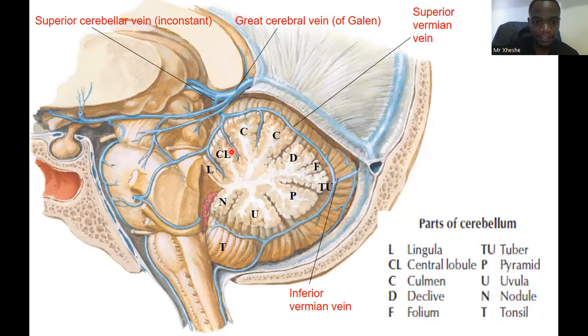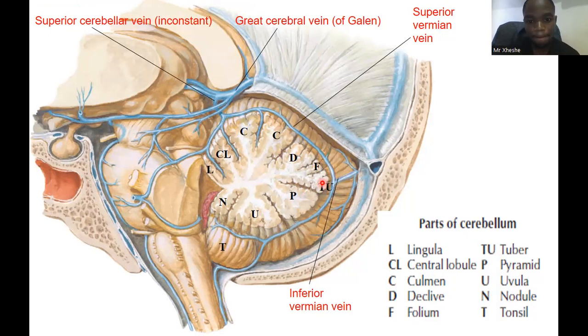Culmen, central lobule, and lingula. Those are the parts of the anterior lobe. Let's look at the posterior lobe. So the posterior lobe has the following. The declive, that's the first part, found in the superior lobe of the posterior lobe. Next is the folium. See that? Folium. Next is the tuber. That is the tuber.